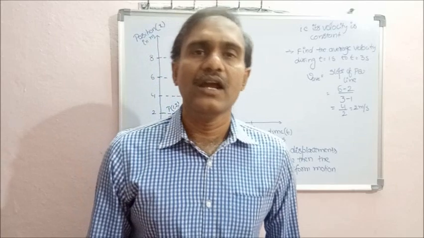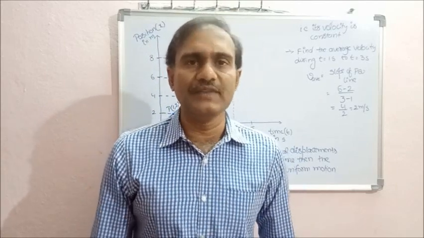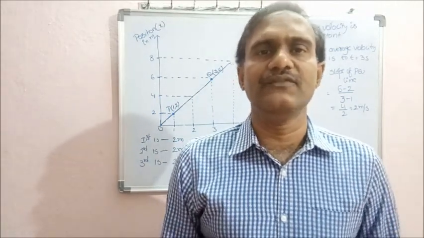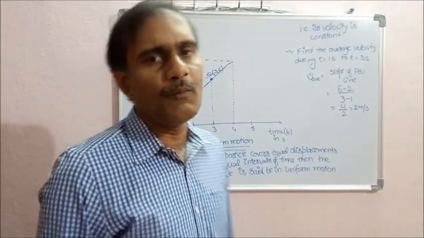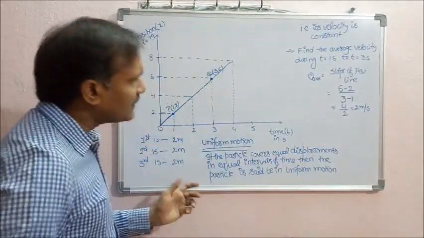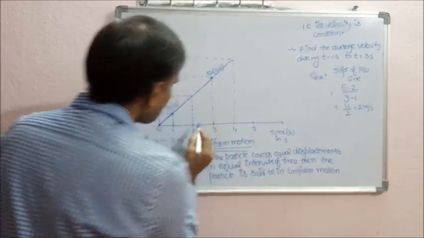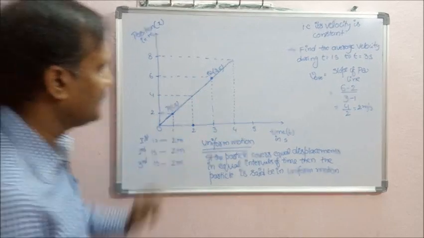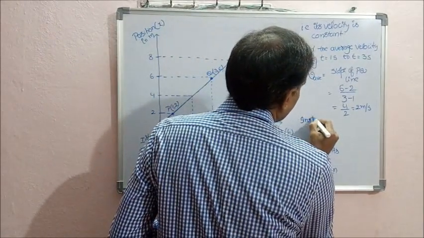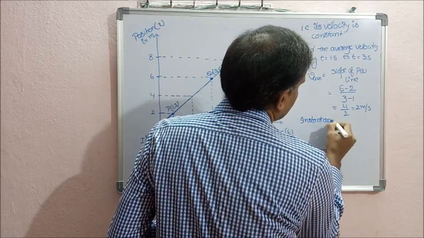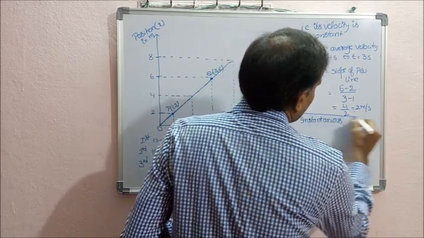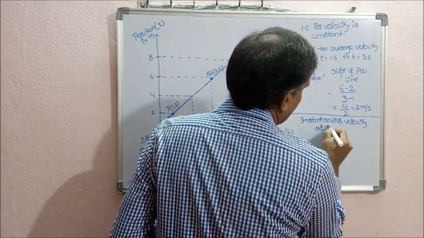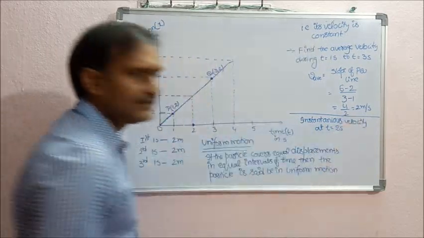If the slope of the line remains constant, then we can say that the particle is having constant velocity or the particle is in uniform motion. Now, find out the instantaneous velocity. That is, at 2 seconds, you can find out the instantaneous velocity at t is equal to 2 seconds.